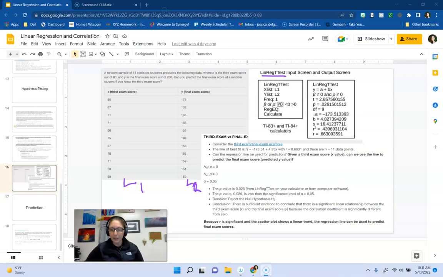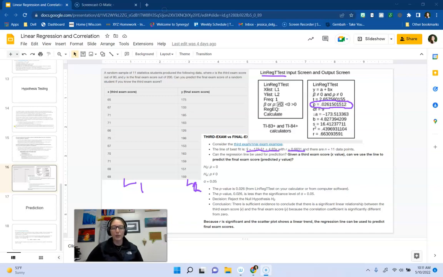Now what we're after, just what we're after always in hypothesis testing, is the p-value, right? So here's our line of best fit. We figured that out, because there's A, there's B, so we got that. Here's our correlation coefficient. And so the question is, can this line be used for a prediction? Is our sample data good enough and significant enough that I can use this line of best fit to predict stuff about any student taking any third exam or any final exam? Can I use it for that?